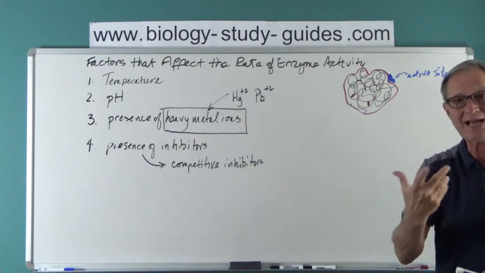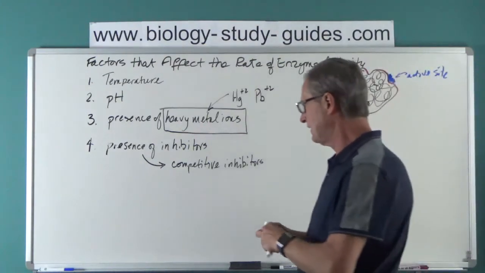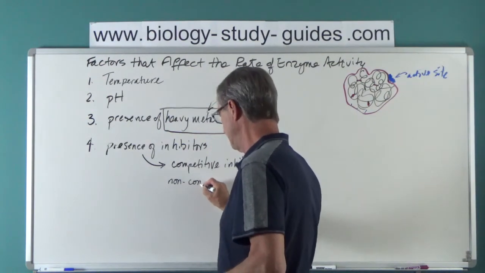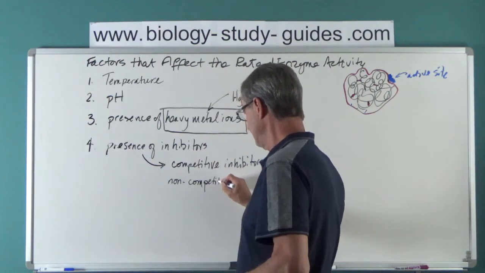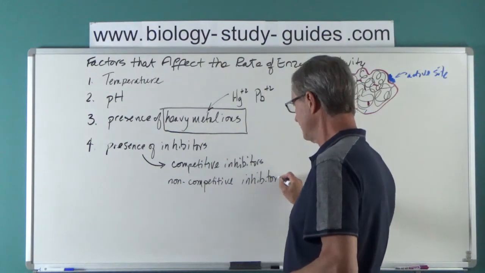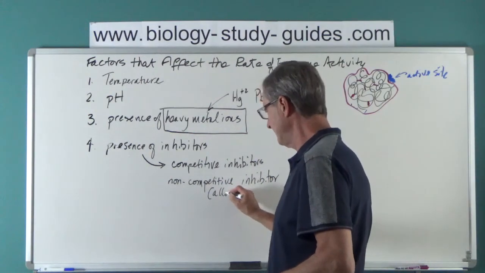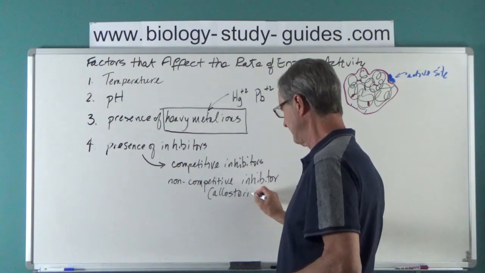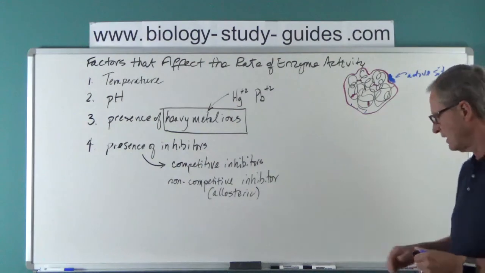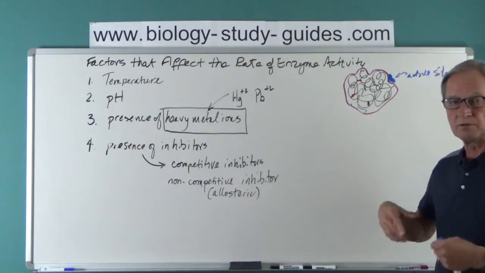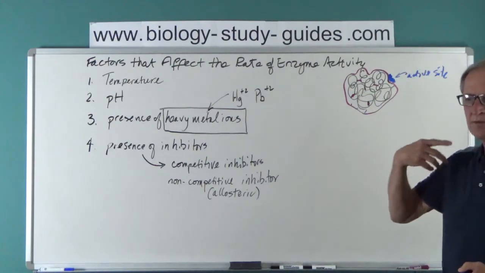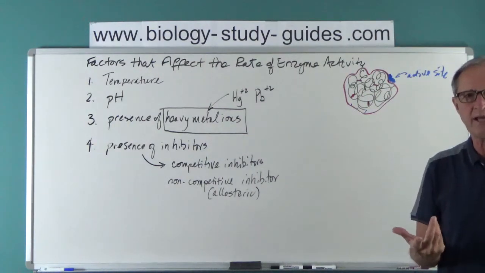But there's another kind of inhibitor. The other kind of inhibitor is called a non-competitive inhibitor, sometimes called an allosteric inhibitor. This type of inhibitor literally bonds to the enzyme in a position that's not the active site.